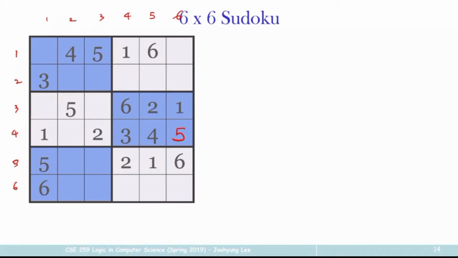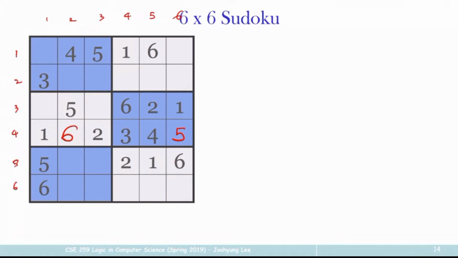Now, the interesting thing is once you do that, then you also find another place where you can immediately find the answer. Which one is it now? Which position? 4, 2. Okay, 4, 2. Now, if you look at the row condition, already 5 numbers are there. So the only number that is left is 6. Okay, good. And what next?